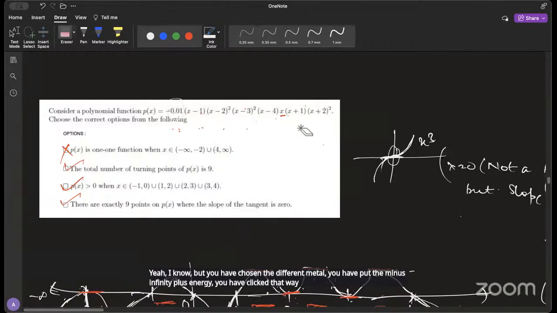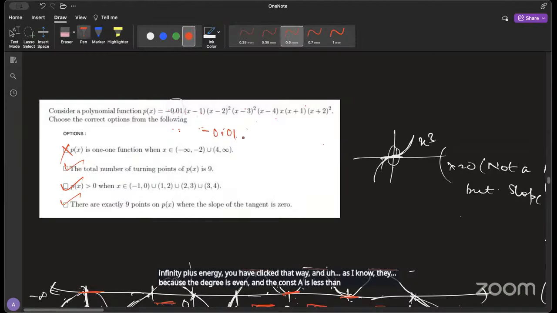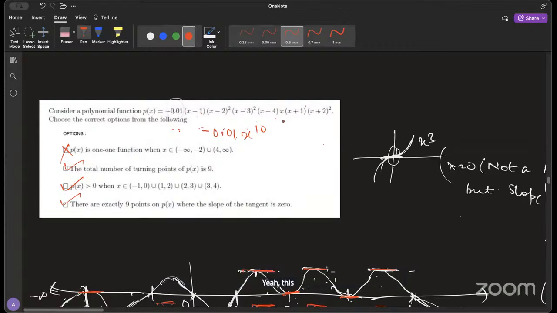As I know, because the degree is even and the constant a is less than 0, then obviously the end behaviors will show downwards. Yeah, this is an even degree polynomial, so your leading term is minus 0.01 x to the power 10. You can use this term to find the end term value. Yes, that's also fine. Okay. Thank you.